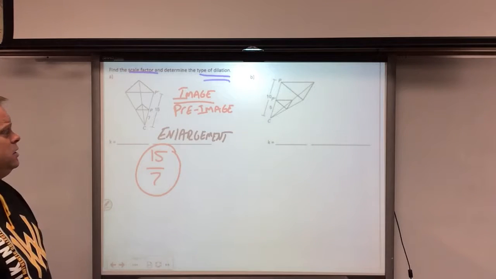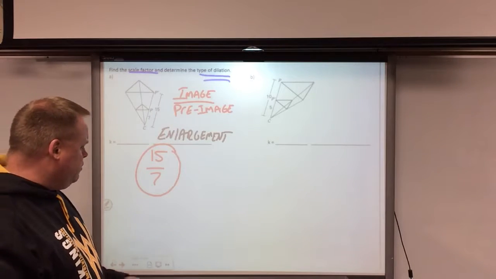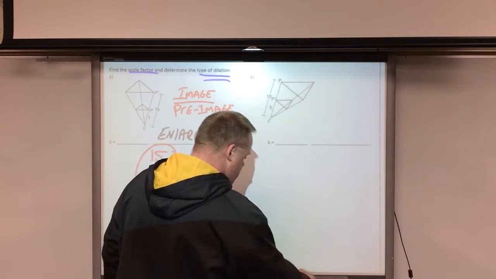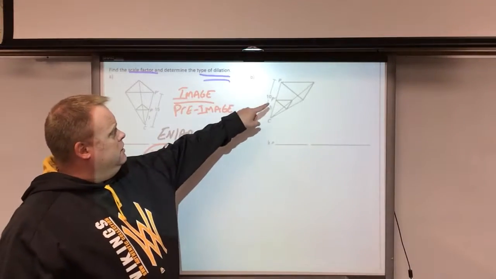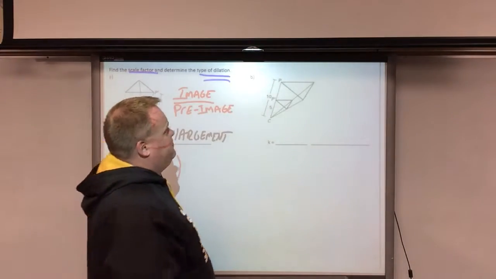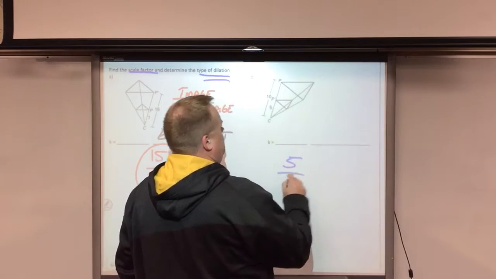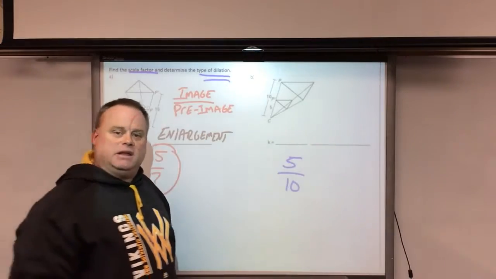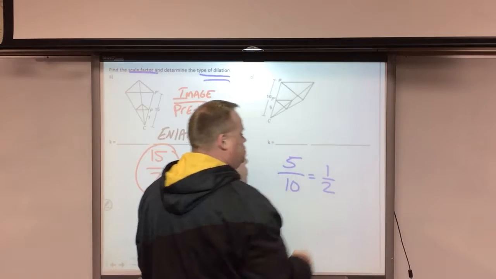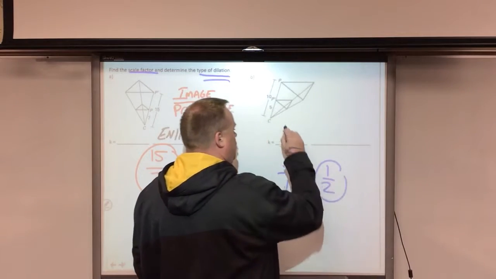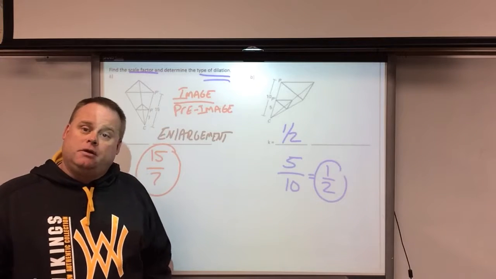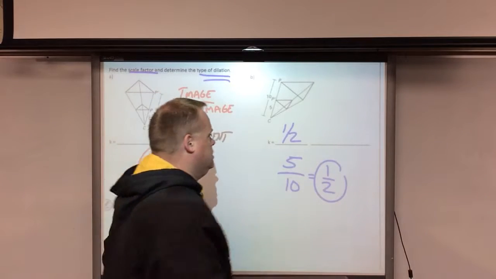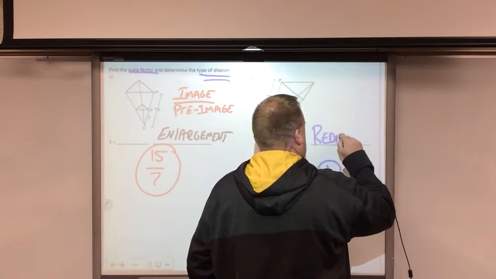And the next one, I want prime, or image, over pre-image. Prime over pre. If I look at this one, my image is 5 and my pre-image is 10. What's 5 over 10? If I reduce that down, that's 1 over 2. Well, that is my scale factor, so 1 over 2 is my K. Is 1 over 2 larger than 1 or smaller? Of course, it's smaller. So this is going to be a reduction.